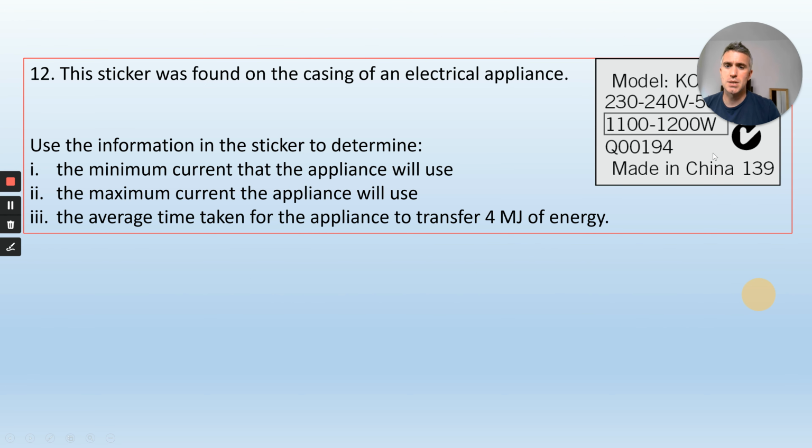My head's in the way, as always. I gave you an example. Here is an example of another casing or sticker that you might find in an electrical appliance. 1,100 to 1,200 watts. Quite high power, not as high as a kettle. I don't know, maybe a toaster or microwave or something like that. Use the information to work out the minimum current, the maximum current, and the average time taken for the appliance to transfer 4 megajoules. What's mega?